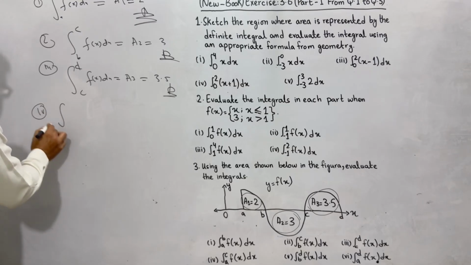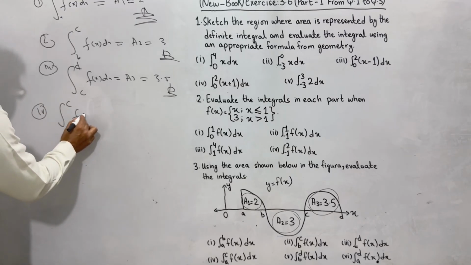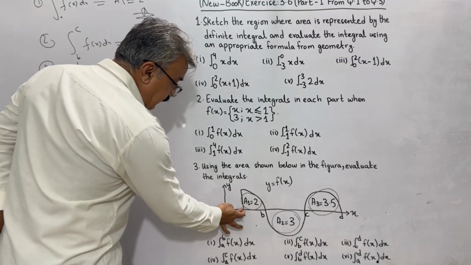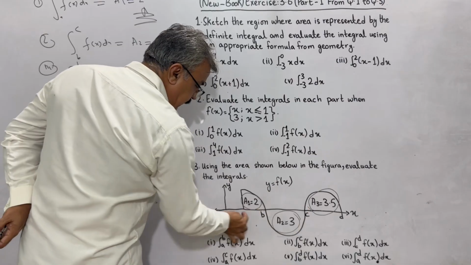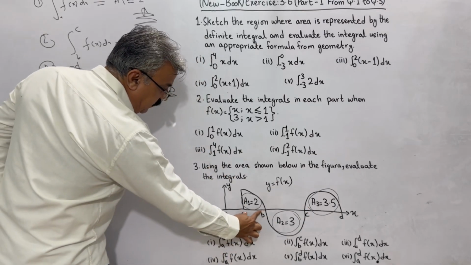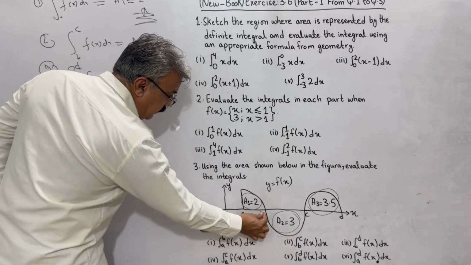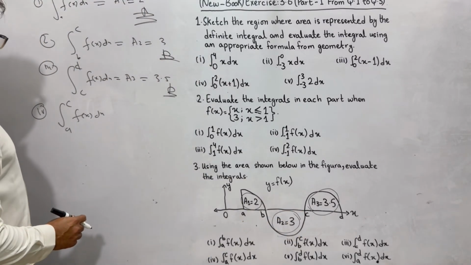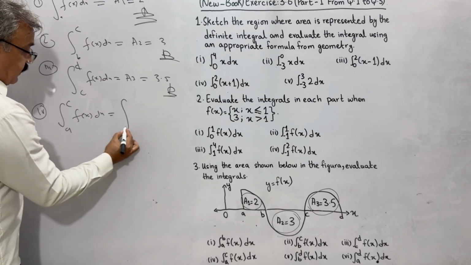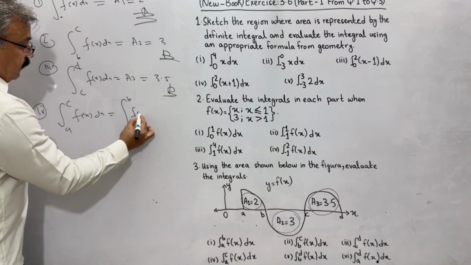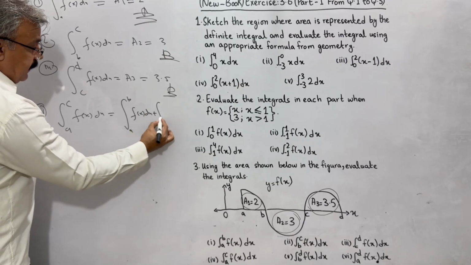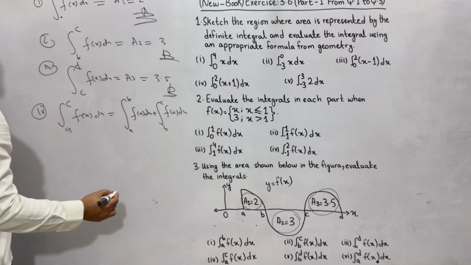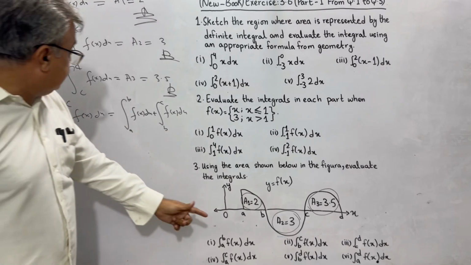Fourth, the integral from A to C of f of x dx. Look, I can split it from A to B, then B to C, taking the corresponding intervals. A to C can be written as the integral from A to B of f of x dx plus the integral from B to C of f of x dx. Plug in the corresponding values.